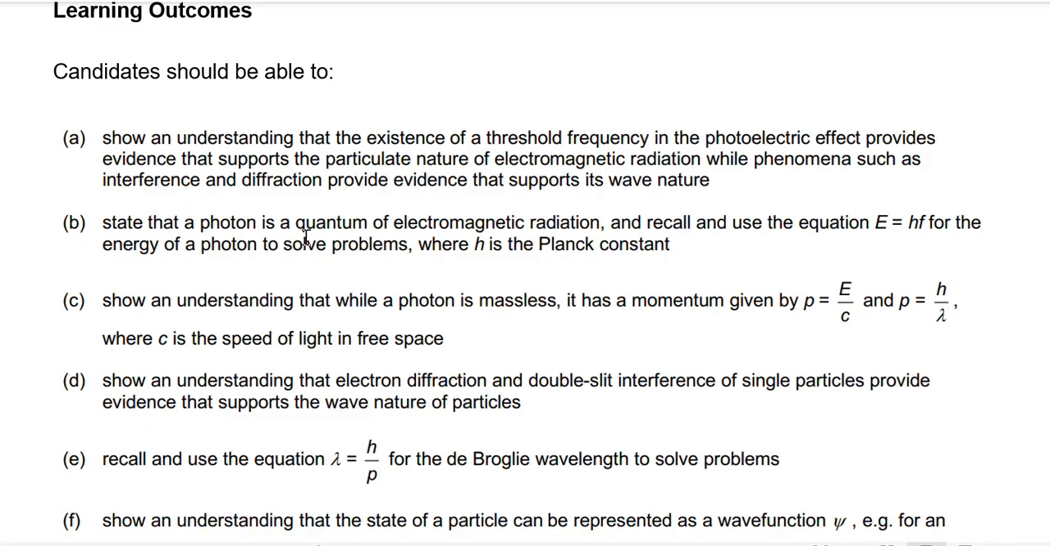A photon is a quantum of electromagnetic radiation. This is the definition of the photon. Recall and use the equation E equals hf for the energy of a photon to solve problems, where h is the Planck constant, which is given in your formula sheet. So you don't have to worry about that. With that, we've closed LO A and B.